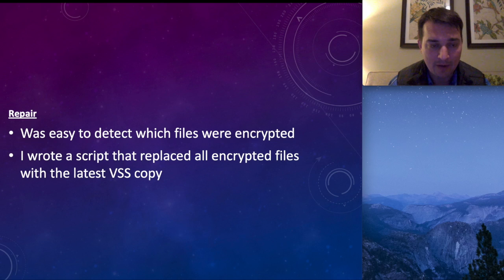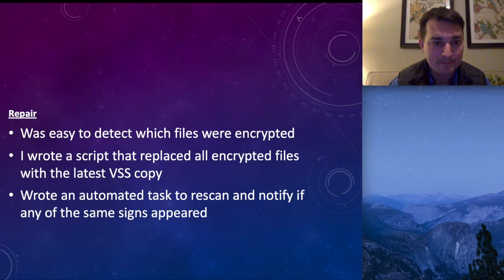So I wrote a PowerShell script that detected all the files that were encrypted, and then it went file by file and replaced them with the volume shadow copy version, all 9,000 files. And then I wrote some tasks to keep rescanning the network to see if anything like this was going on. But fortunately, it was just that one computer. No other computers were impacted in this case. And once we cleaned things up and fixed all the files locally on the person's laptop and over the network, it did not occur again.